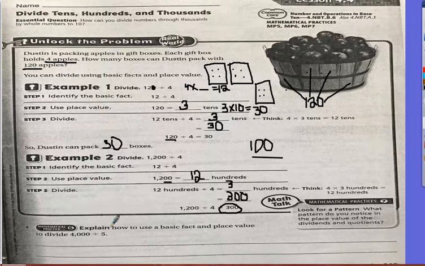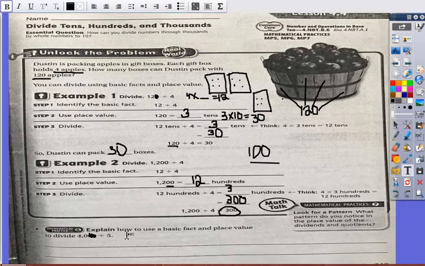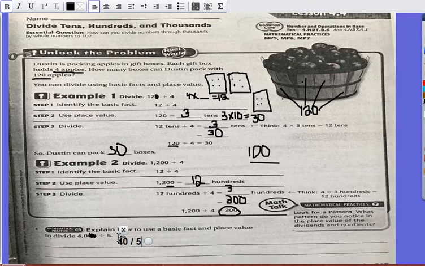Take a look at this bottom one. Explain how to use a basic fact and place value to divide 4,000 by 5. If I were you, I would take away a couple zeros, and now we have an even simpler problem. We have 40 divided by 5, which also means 5 times what is going to get you to 40. So we know that 5 times 8 would be the answer.